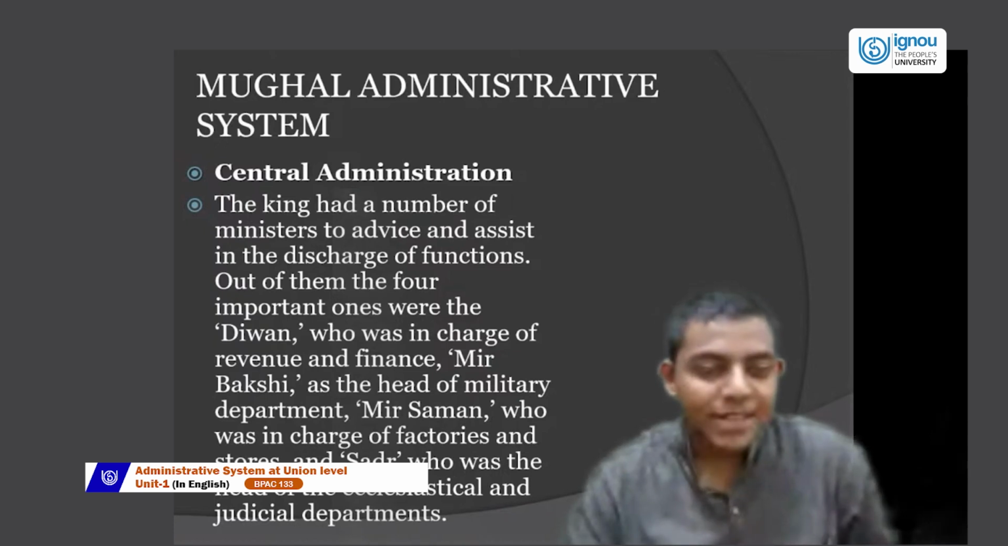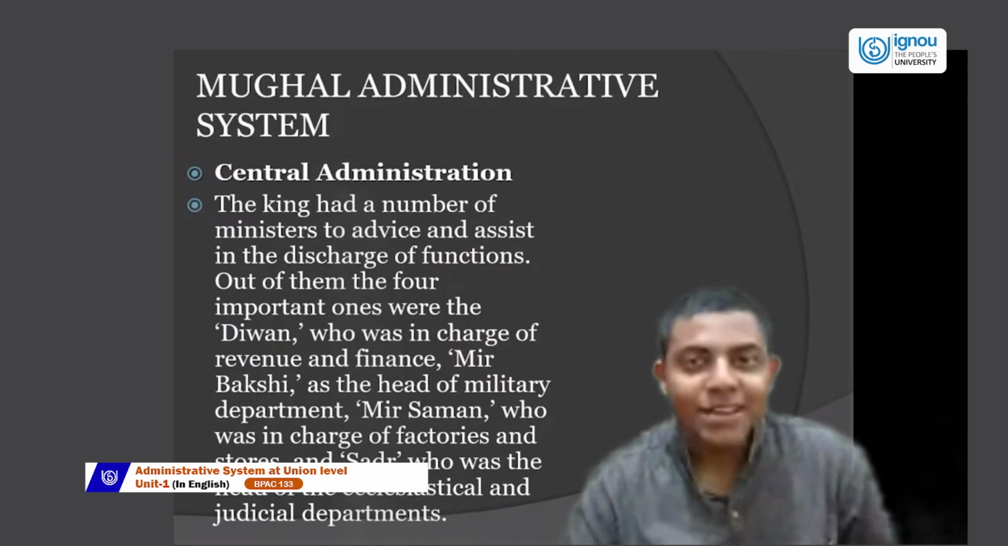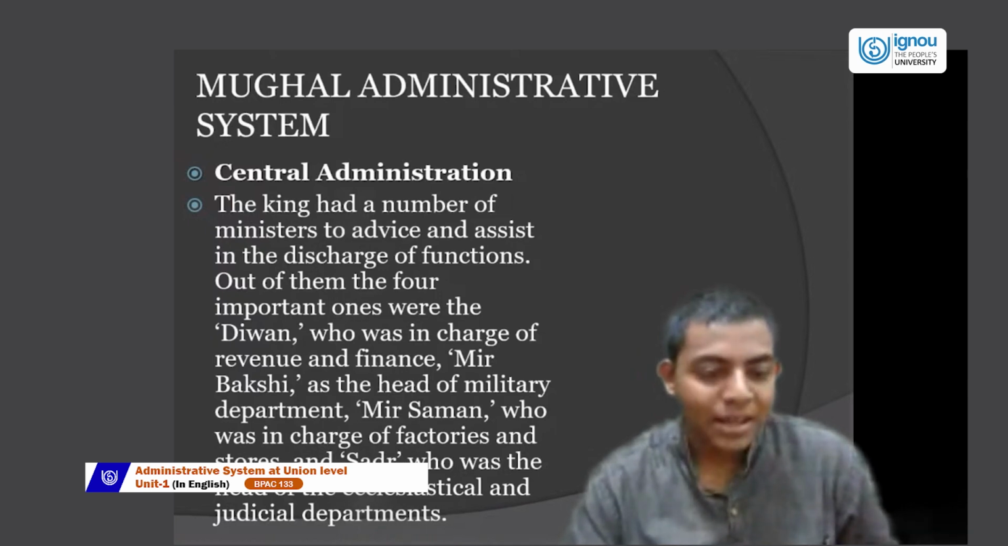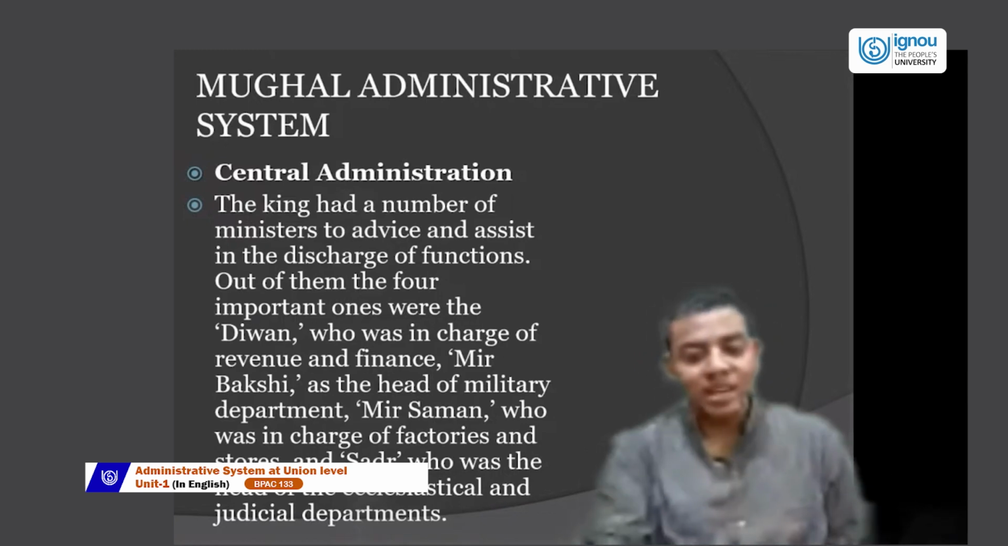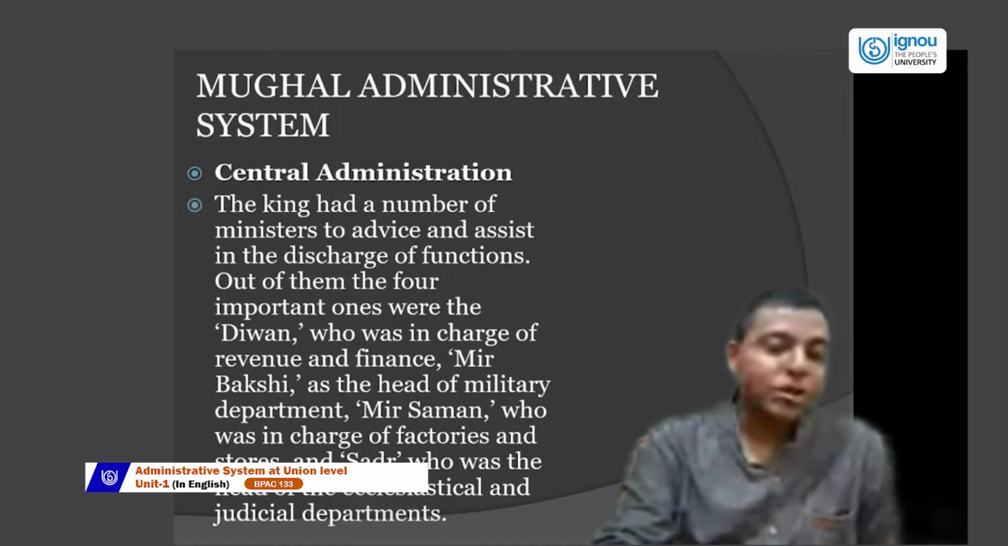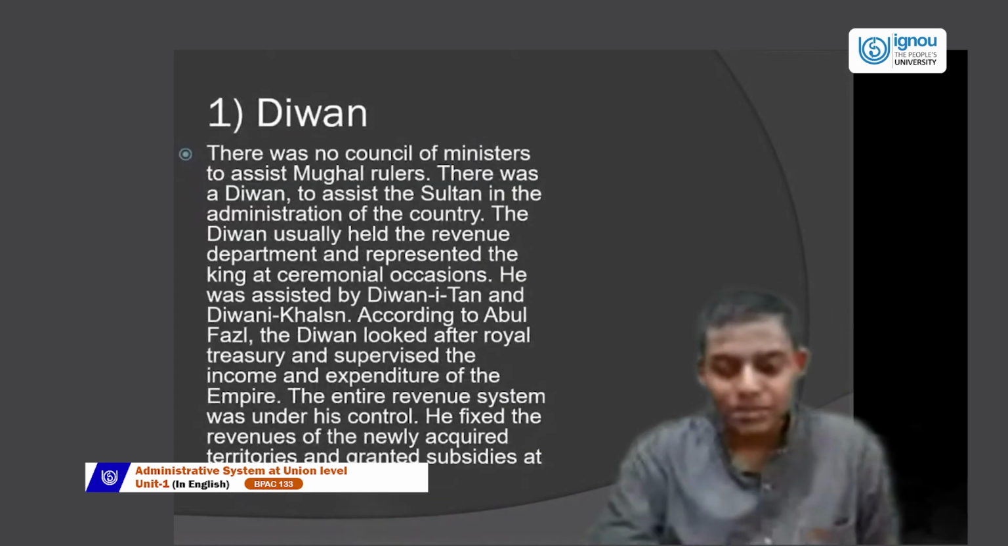So here also we see that there was a centralized monarchical system, and the king was assisted by a number of officials and ministers. The four most important were the Diwan, in charge of revenue and finance, Mir Bakshi, the head of the military department, Mir Saman, in charge of factories and stores, and finally the Sadar, who was in charge of the judicial and ecclesiastical departments.